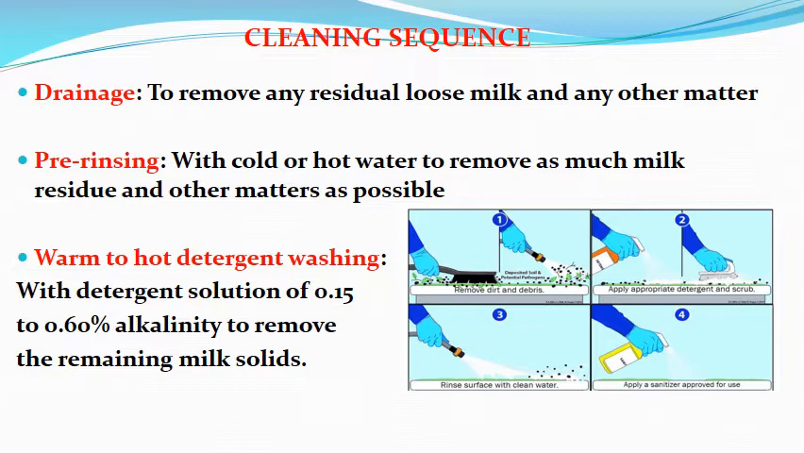Now we will discuss the cleaning sequence. We are discussing cleaning in a dairy plant, especially machineries, equipment and other surfaces. In case of different equipment or containers, this is more suitable to discuss here. First is drainage, that is to remove any residual loose milk and any other matter. Whatever residual milk is there should first be drained out. Second is pre-rinsing, with cold, hot or ordinary water to remove as much milk residue and other matter as possible. Then warm or hot detergent washing. This is the actual washing where the detergent solution is used with about 0.15 to 0.6% alkalinity, that is the alkali detergent, to remove the remaining milk solids. This detergent helps to remove the soil which is strongly attached to the container. So this is very important for removing the dirt.